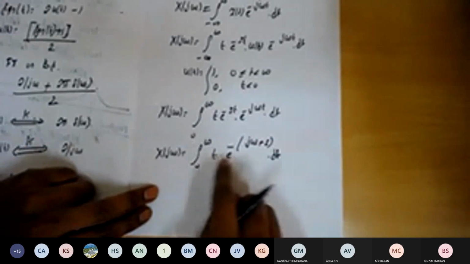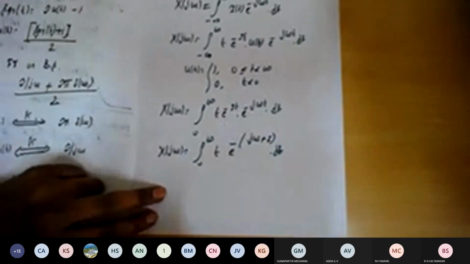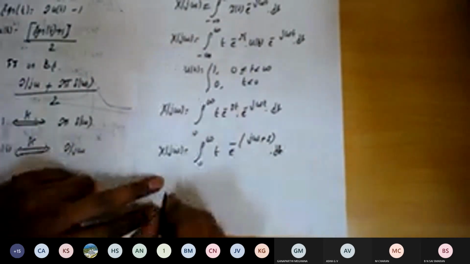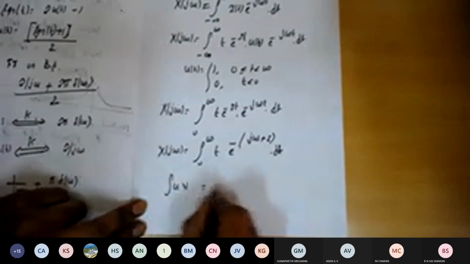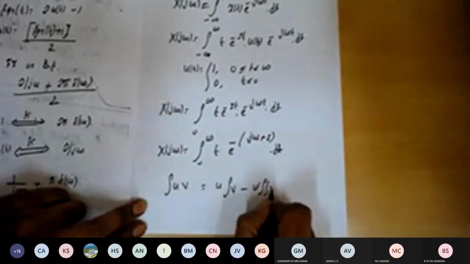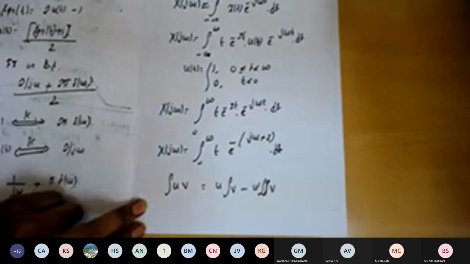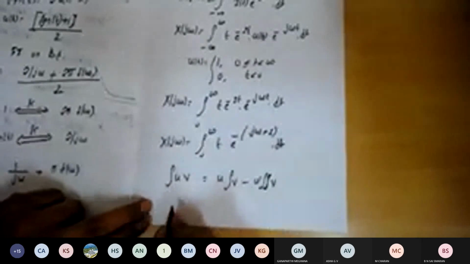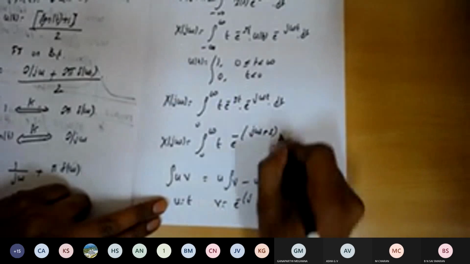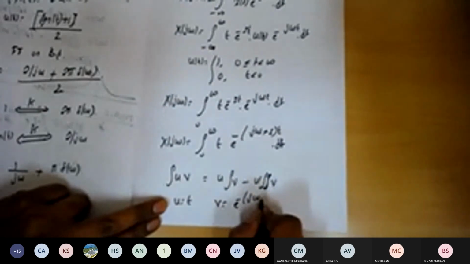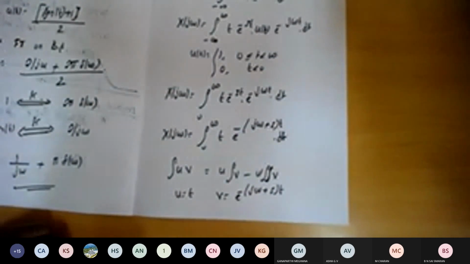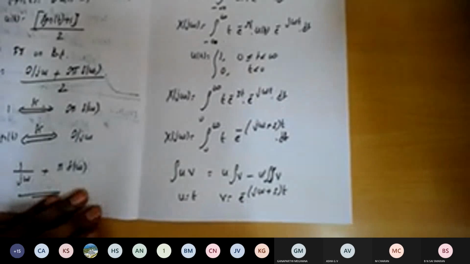And this is in the form of integration by parts, which we need to apply. This is in the form of the integral of u times v. We know the integral of u v is u times the integral of v minus u' times the double integral of v. Accordingly, let us choose u as t, which is easily differentiable, and v as e^(-(jω+3)t). Let us integrate this one.